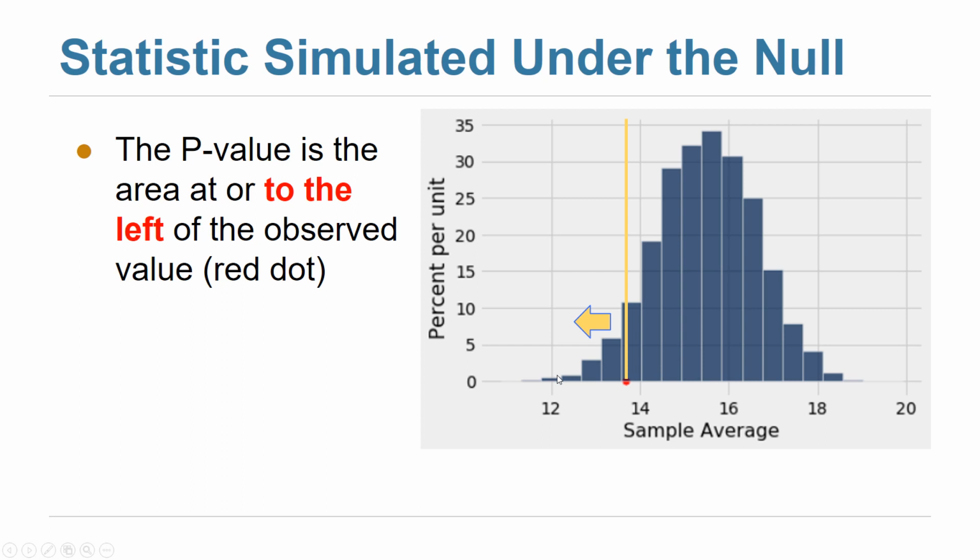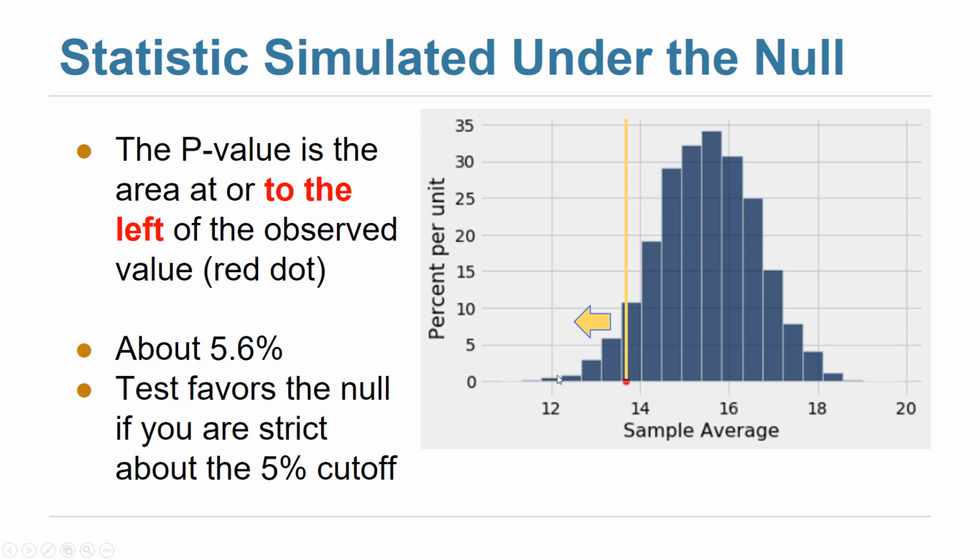Okay? So in this case, the area was about 5.6%, and that means that the test favors the null if you are strict about the 5% cutoff. So if our reference point is the 5% cutoff, the 5% significance level, then the test favors the null hypothesis. Okay?